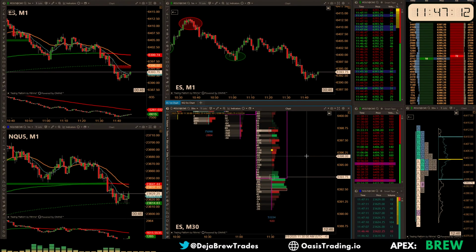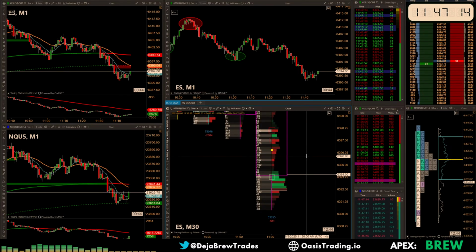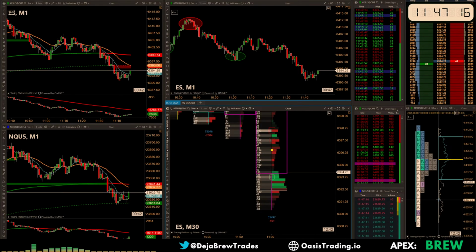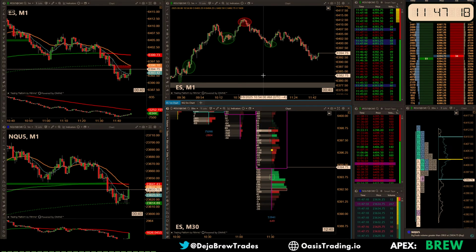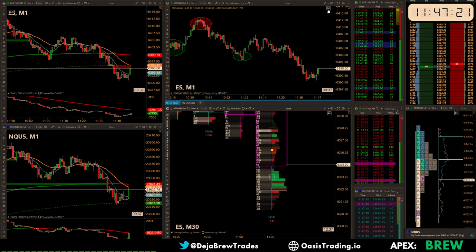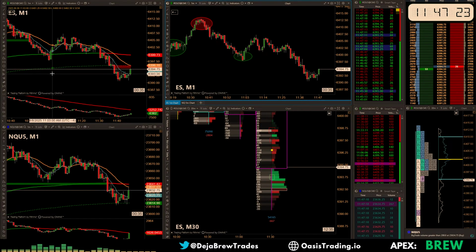Keep an eye on that session VWAP here at 614. You're not exactly hitting that 87 level we talked about, bouncing a little bit early. There is a 1 minute pivot holding you up here.